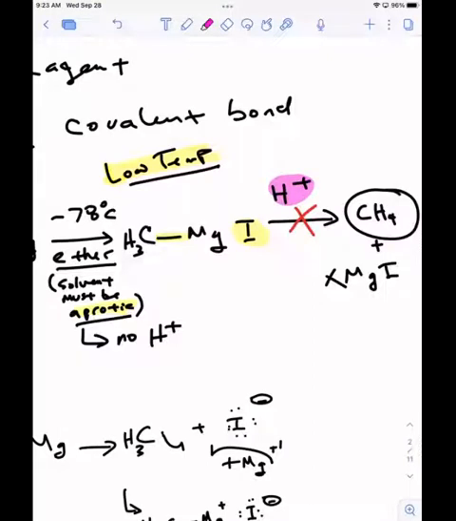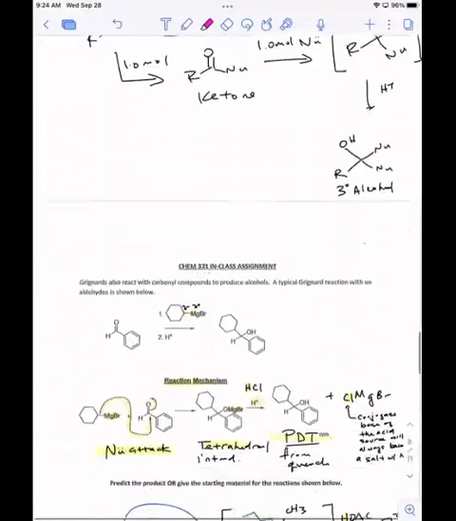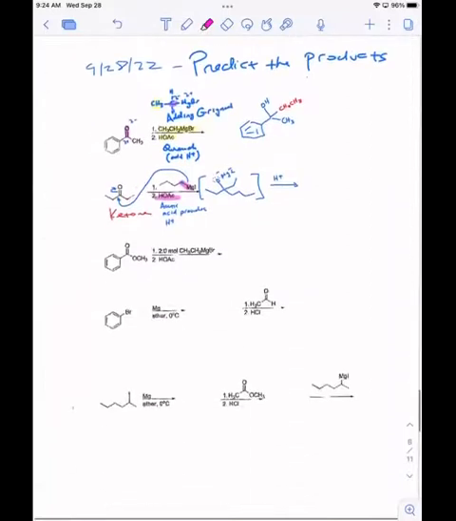Once you protonate that carbon, in this case it will be this carbon right here, you can see over here it's a CH4. Once you add that proton, that Grignard is done and there's nothing you can do about it. It's a wrap. So the order of addition matters. That's the point I'm trying to make, right?